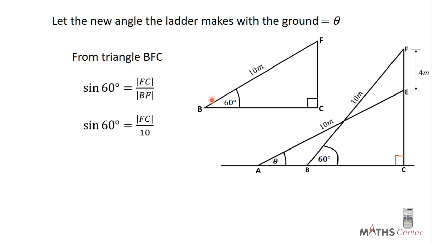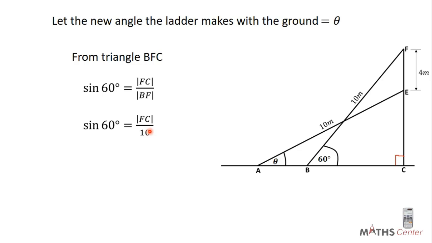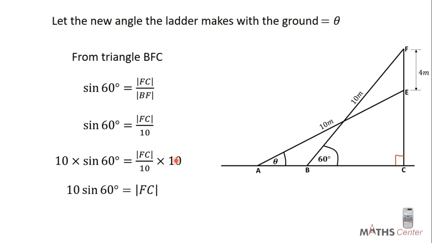Okay, we know that BF is 10 meters, so we have sine 60 degrees is equal to FC divided by 10. You multiply the left hand side by 10, the right hand side by 10. 10 and 10 will cancel, so you have 10 sine 60 degrees is equal to FC, and this will give us, if you find this on your calculator, FC is equal to 8.66 meters. So FC is equal to 8.66 meters.